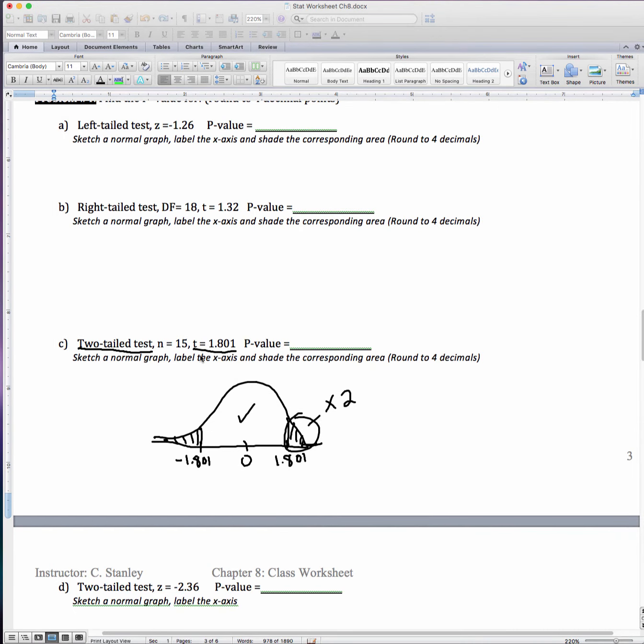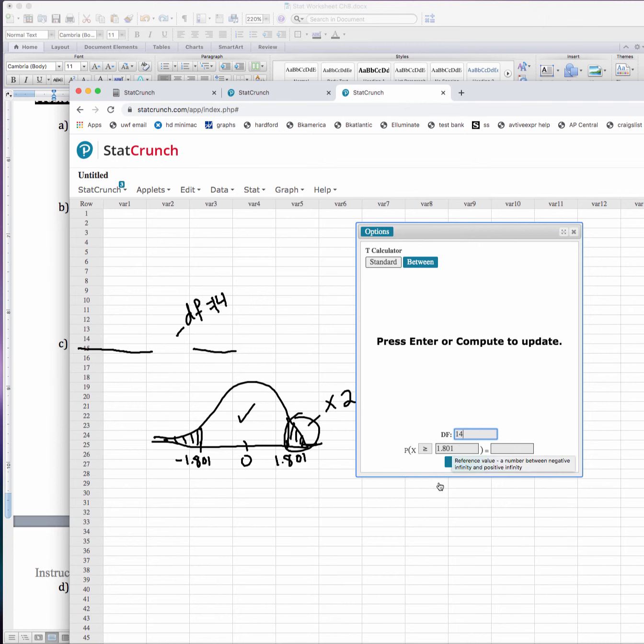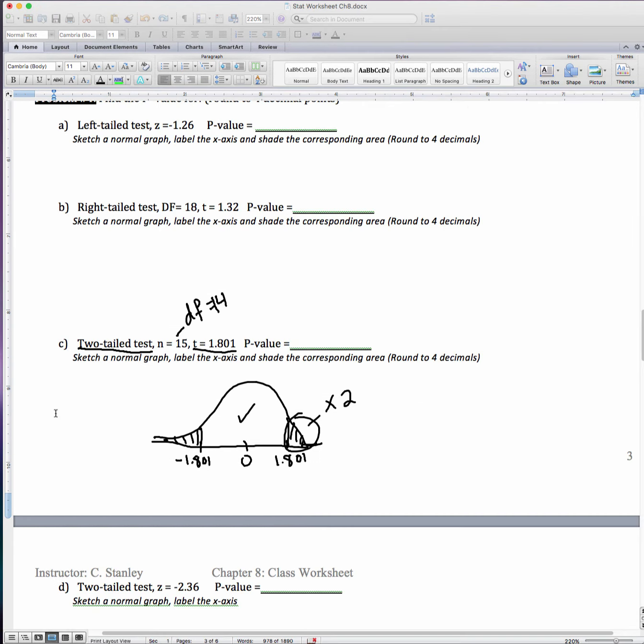So remember my DF. They don't give me a DF, but if n is 15, the df is 14. So the df is always one less than the sample size. So just the 14. It's the same one, but it's a different model. Boom. So it's this guy times 2. I'll just do 0.05. So this shade was 0.05. By default, since it's perfectly symmetric, this is 0.05. So together we get 0.10.